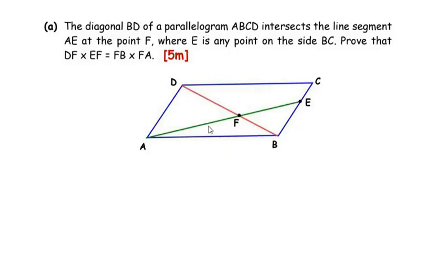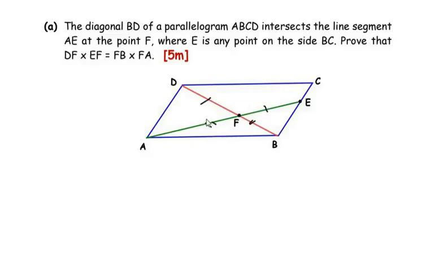Now they have said that there is a line segment AE which touches the side BC at point E. So we can see that we have drawn a line AE and it touches the side BC at point E. And this line segment AE cuts the diagonal BD at point F. So here we have labeled the point F. Now we have to prove that the side DF times EF is equal to the side FB times FA.